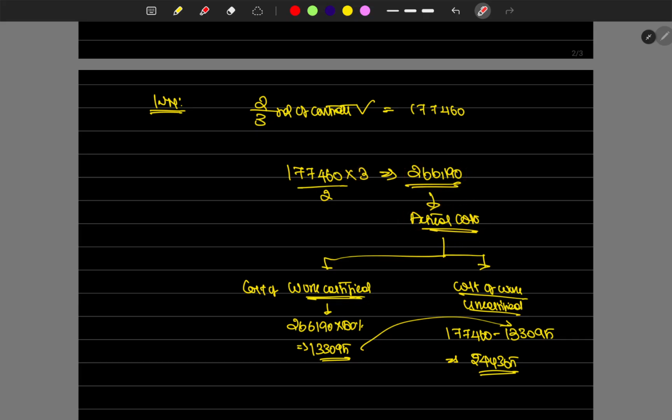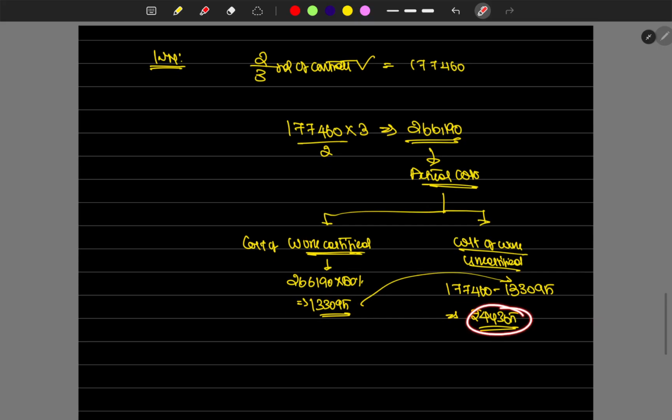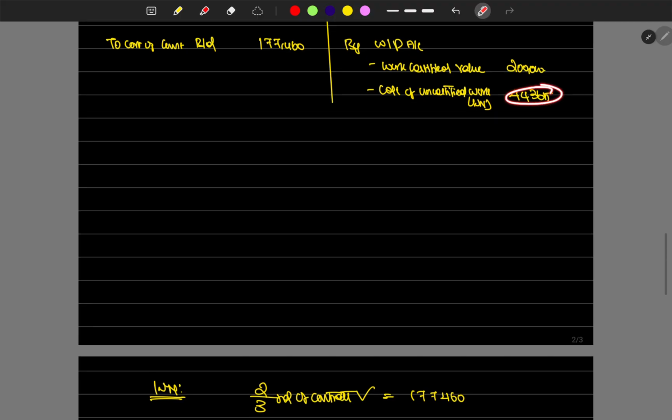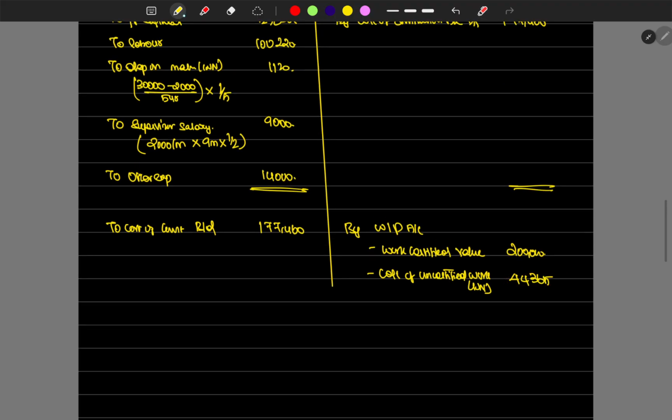From this we have to find out the cost of work certified and work uncertified, right? So we have to find out the cost of work certified first. Cost of work certified is 1,33,095. So the remaining balance is the cost of work uncertified. So we found out the cost of work uncertified. Right now we'll get the notional profit. Notional profit is the balancing figure here.